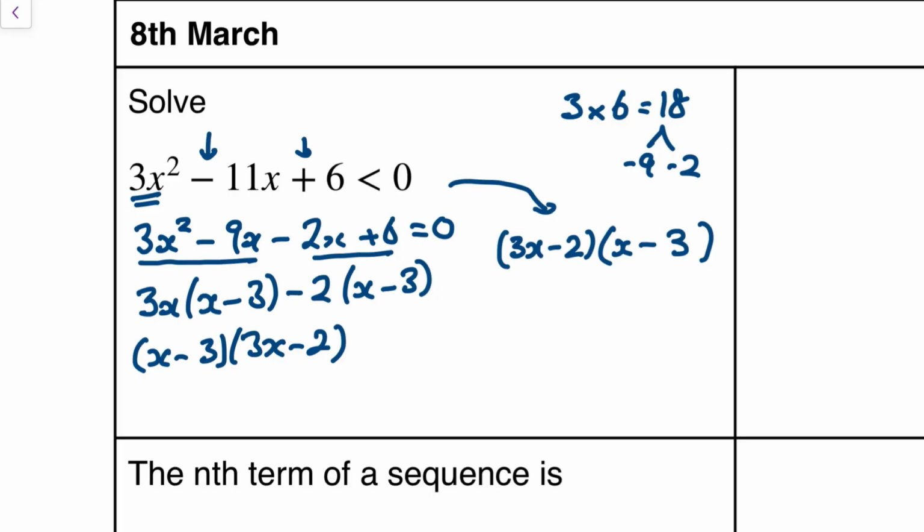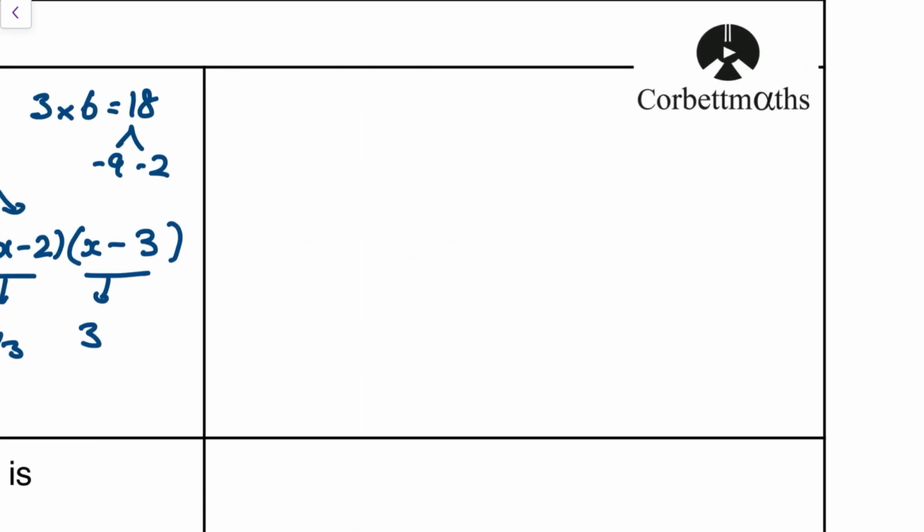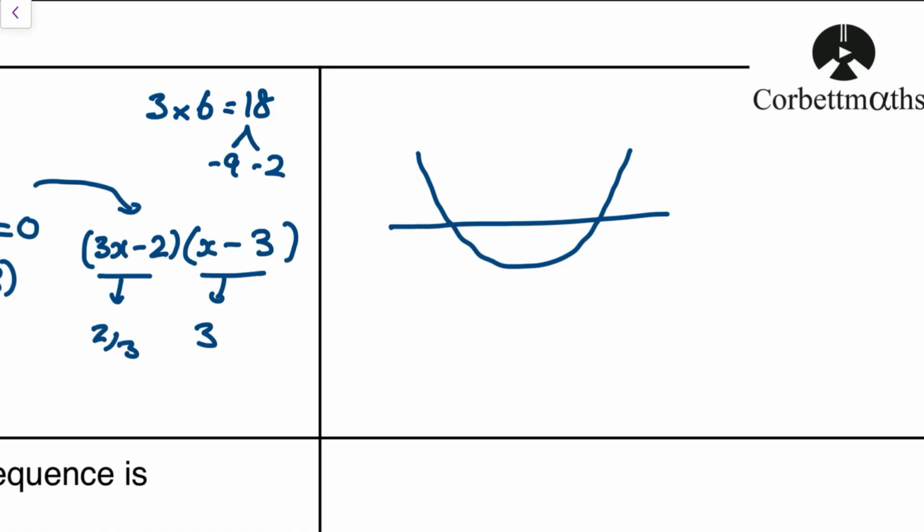That will work. But either way, my critical values, which will be a mark in the exam to show you've got these critical values, are going to be positive 2/3 and positive 3. Then quick sketch as to what I'm doing. So I'm doing a quadratic. It's a positive or a happy sloping quadratic. My key values are 2/3 and 3. So that's going to be 2/3 and that's going to be 3.